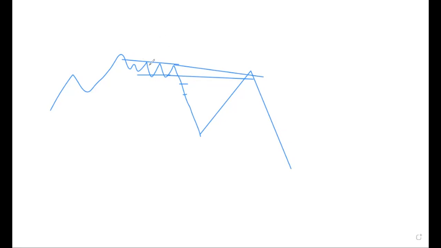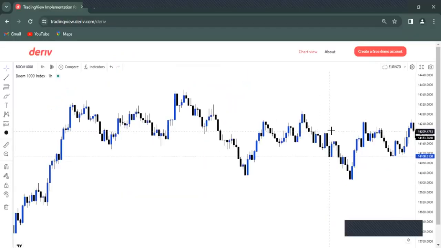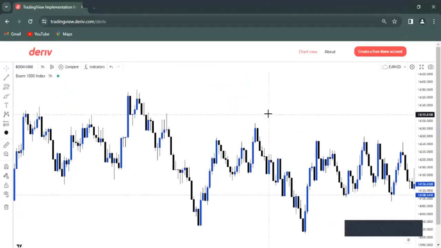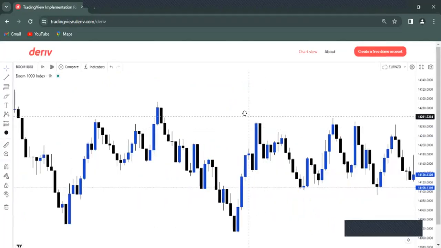So I'm going to go to a live chart so that you guys can understand so easily. So we will have a chart like this, right? We have a chart more likely like this, right?